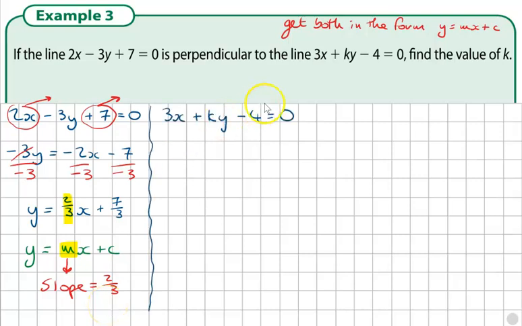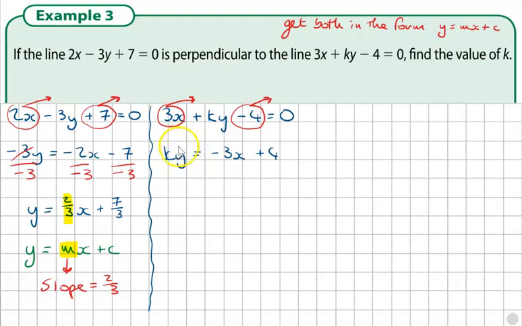Then we do the same with the second line. We have 3x plus ky minus 4 is equal to 0. Now I know there's a k this time, but the steps are still the exact same. We want to get the y on its own. So we're going to carry the 3x and the minus 4 over the equal sign, and they will change signs. We bring down the ky, that doesn't change because it doesn't move, it's still to the left of the equals. The 3x comes over and becomes minus 3x, the minus 4 comes over and becomes plus 4.